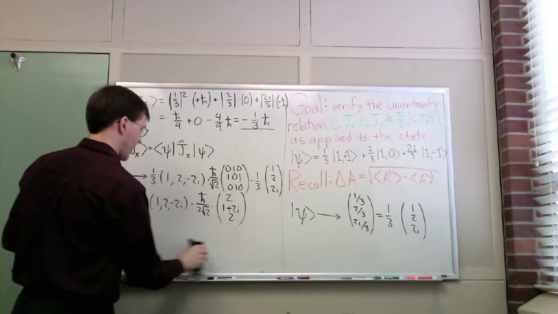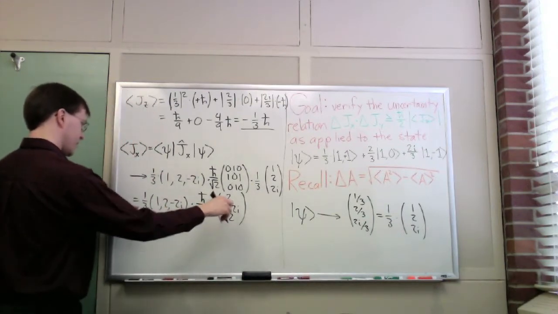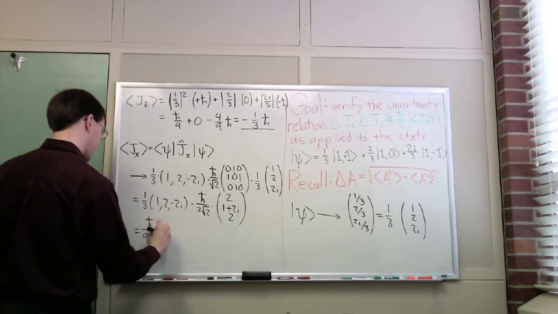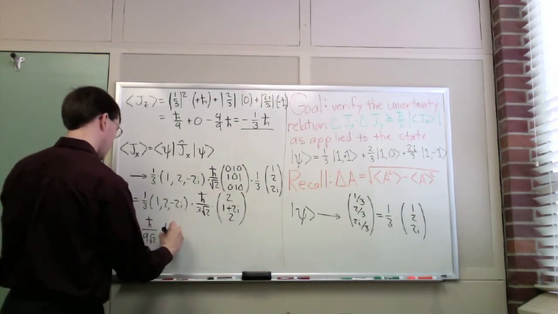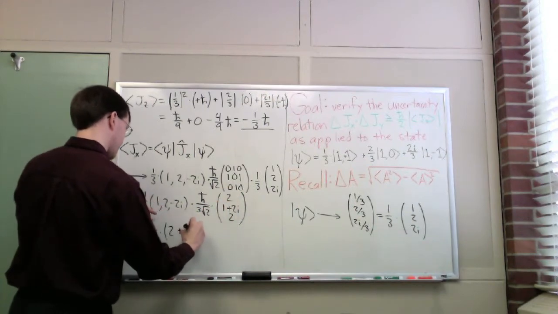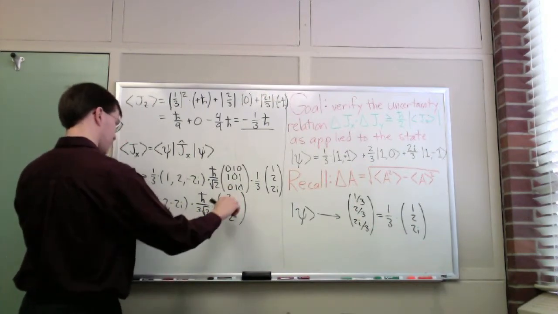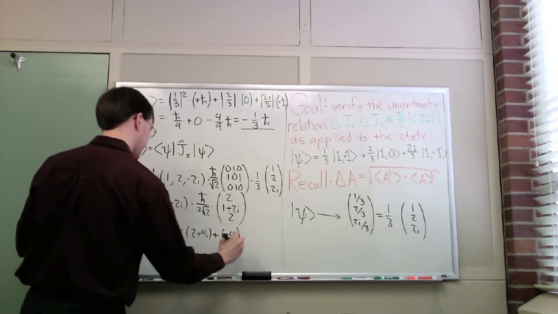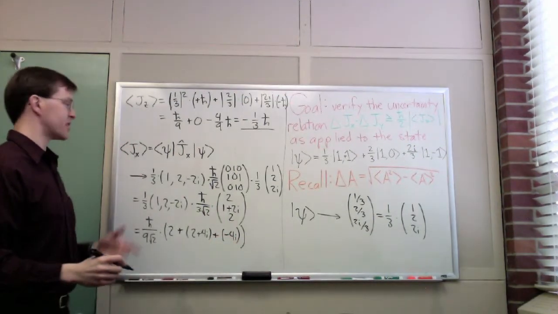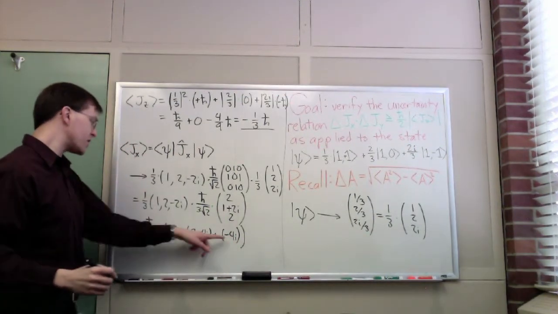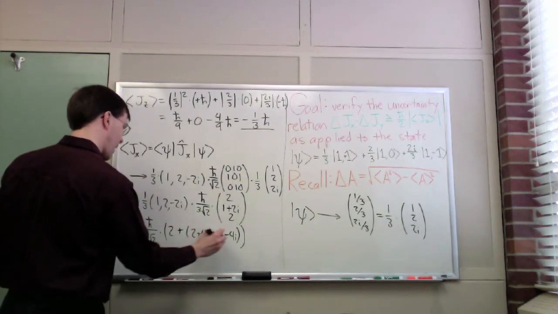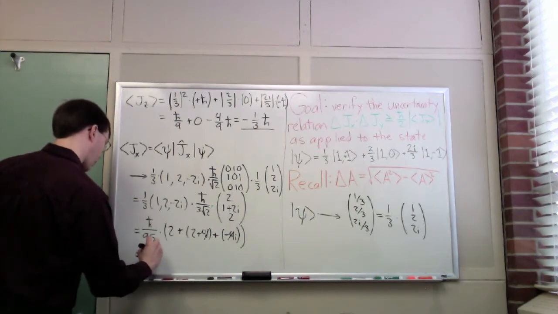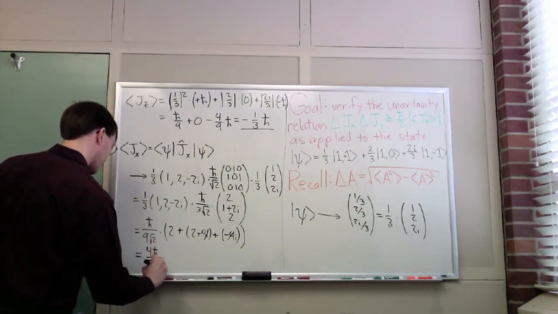And now I have a matrix multiplication I can do again. This gives me h bar over 9 square root of 2 times, what do I get? 2 plus 4i, plus minus 4i. As we hope, since this is the expectation value of a Hermitian operator, the imaginary parts cancel out. The 4i cancels with the minus 4i, and we end up getting 4 h bar over 9 square root of 2.